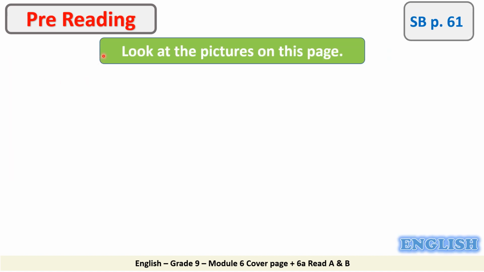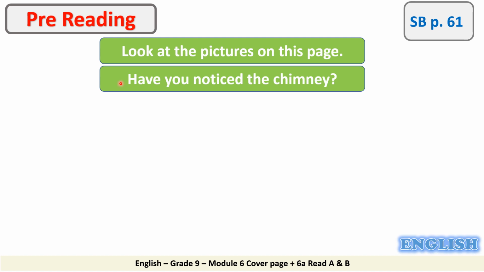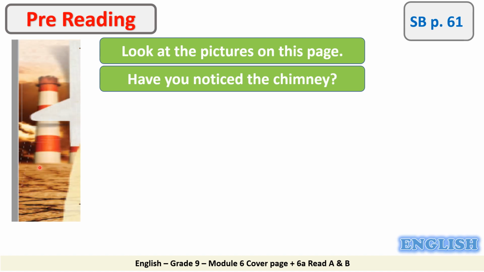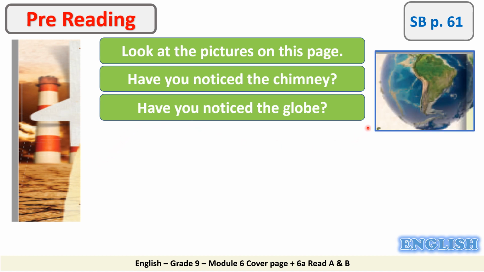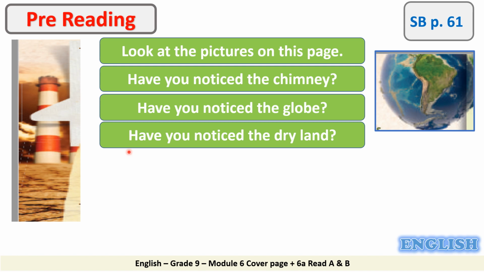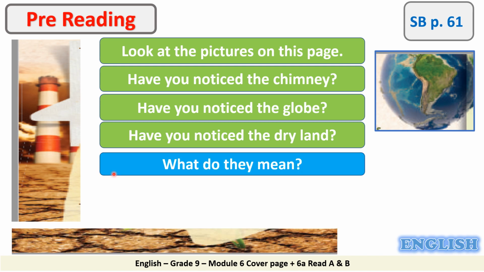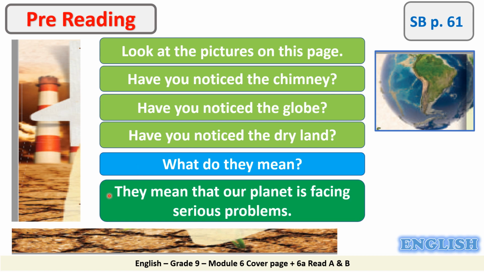Look at the pictures on this page. Have you noticed the chimney? What is a chimney? A chimney is a vertical pipe or tube which emits smoke and polluting gases. Have you noticed the globe? Have you noticed the dirty air around it? Have you noticed the dry land? What do they mean? They mean that our planet is facing serious problems.